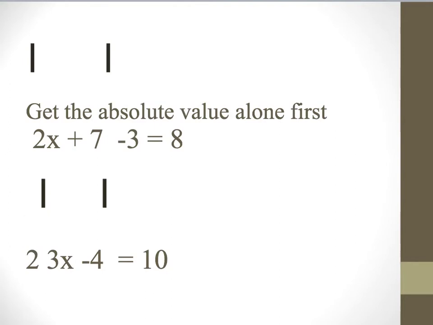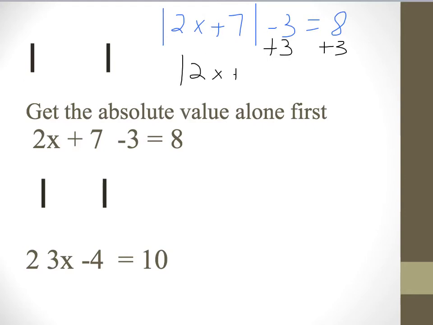Let's look at the next one. Here, we want to get the absolute value alone first. Sorry, these are a little bit messed up, guys. On your paper it looks like 2x plus 7 minus 3 is equal to 8. What we want to do first is get the absolute value alone. If I add 3 over here, now I have the absolute value alone on the left side. Now I can say that this value inside could be 11 or -11.